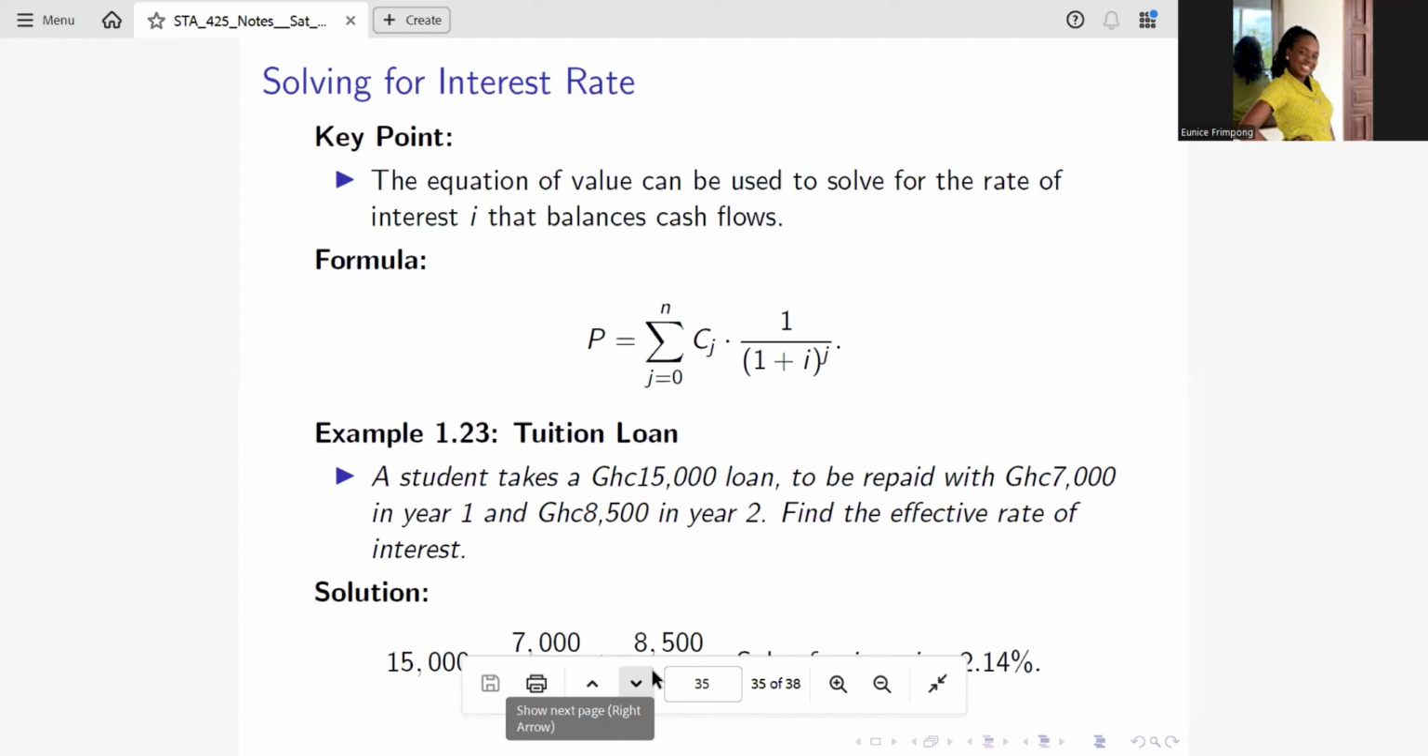Now, the key point when it comes to equation of value is that the equation of value can be used to solve for the rate of interest i, okay? That will balance the cash flows. So a student takes a 15,000 loan to be repaid with 7,000 in year 1 and then 8,500 in year 2. Find the effective rate of interest.